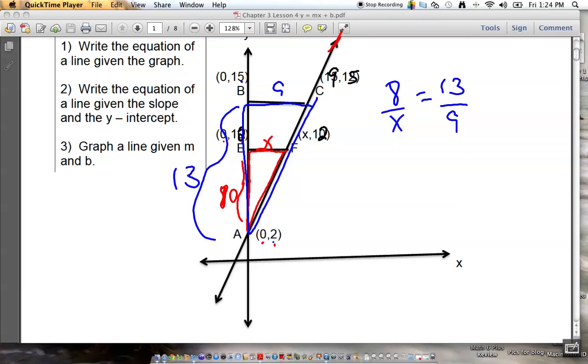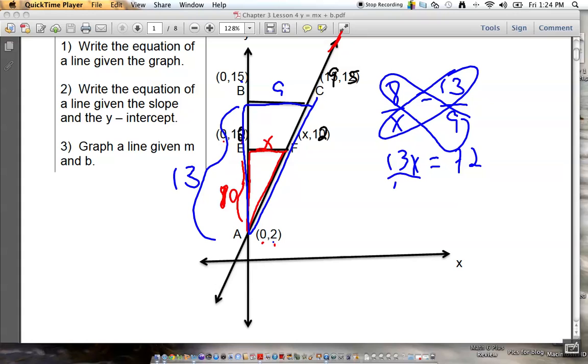And what we're going to do now is cross multiply. 13 times x is 13x. 9 times 8 is 72. Divide by 13. And this one's ugly because 13 doesn't go into it evenly. Isn't it 10, not 8?